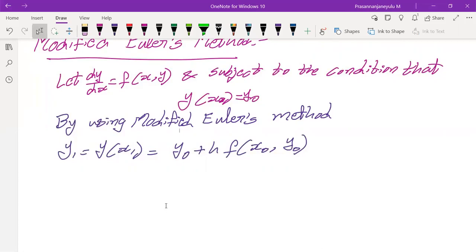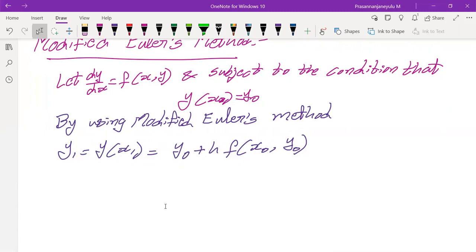But in the modified Euler's method, like in our Picard's method, we find the first approximation of y, the second approximation of y, the third approximation of y, and so on. After continuing for three or four approximations, we finalize the y function in terms of x. In the same manner, we need to find the first approximation of y1, second approximation of y1, third approximation of y1, fourth approximation of y1, and so on. After a few approximations, maybe three or four, we stop, and we finalize that as our y1 value.